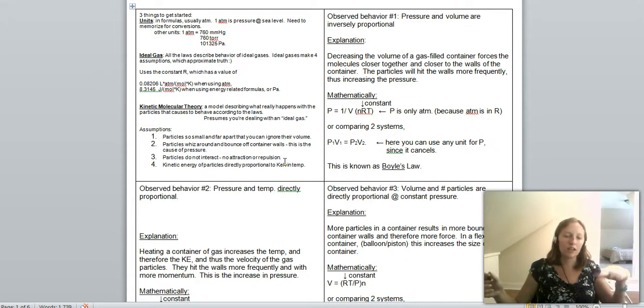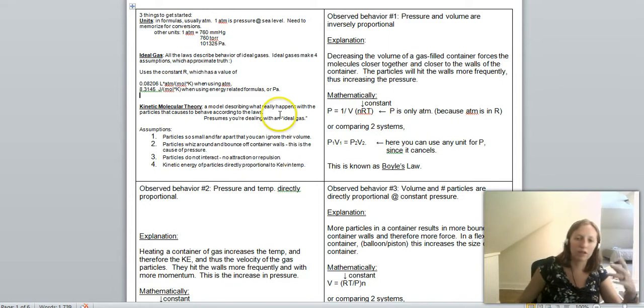And the kinetic molecular theory is saying the reason that it's doing this is because the gases are bouncing off the walls. They're individual particles. So here are the assumptions. The kinetic molecular theory is assuming that you're dealing with an ideal gas, which is why these two are related.